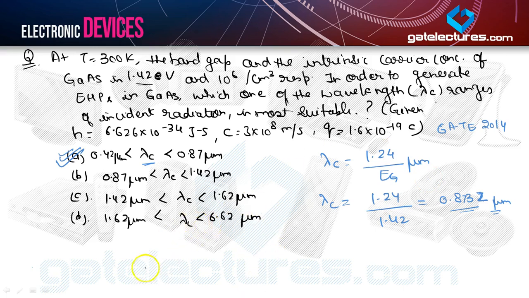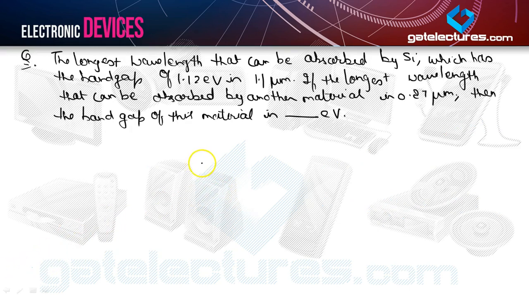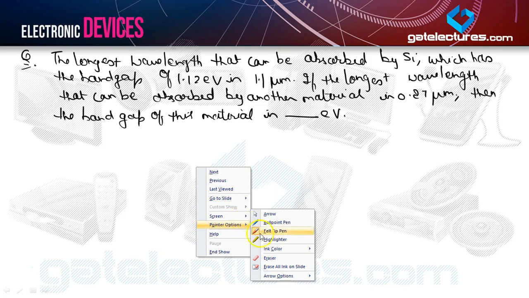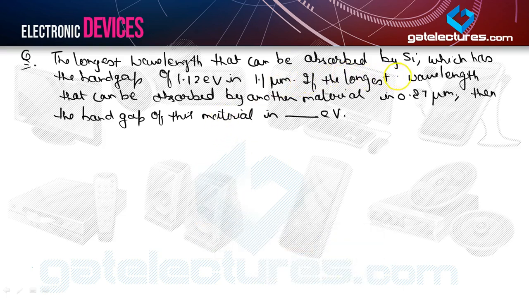Understood very well. Okay, so let's have a look at the next question. So this is the next question. What does it say? The longest wavelength that can be absorbed by silicon, which has a band gap of 1.12 electron volts, is 1.1 micrometer. If the longest wavelength that can be absorbed by another material is 0.87 micrometer, then the band gap of this material is what electron volt?